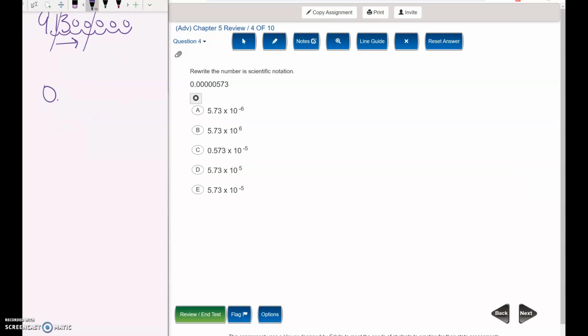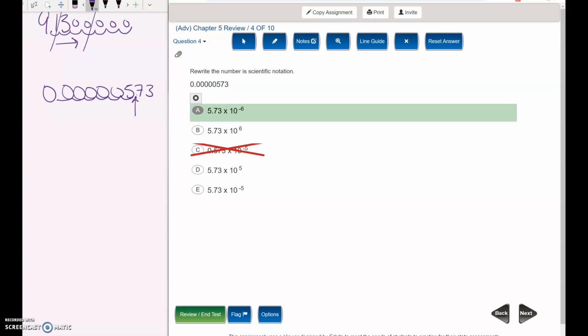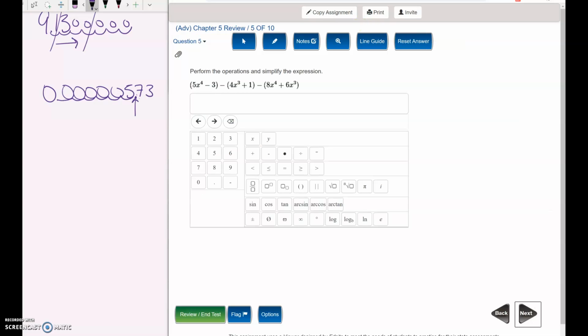Okay, scientific notation. There's currently 1, 2, 3, 4, 5 zeros. We want the decimal point to be here, so right away you can say that that is not the right answer because we have to have a number before the decimal. And to get the decimal to here, we need to move it 1, 2, 3, 4, 5, 6 times. So it'd be either 10 to the 6th or 10 to the negative 6th. But because it's a decimal, we want 10 to the negative 6. Okay.